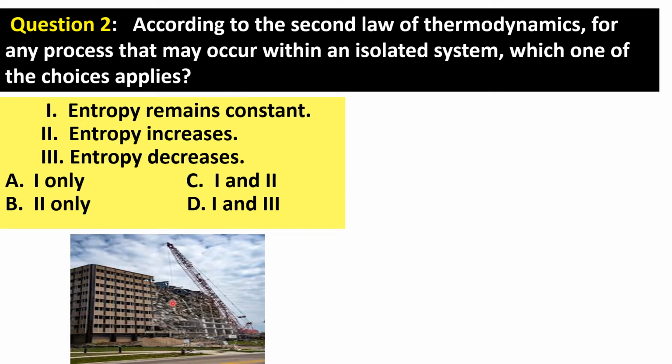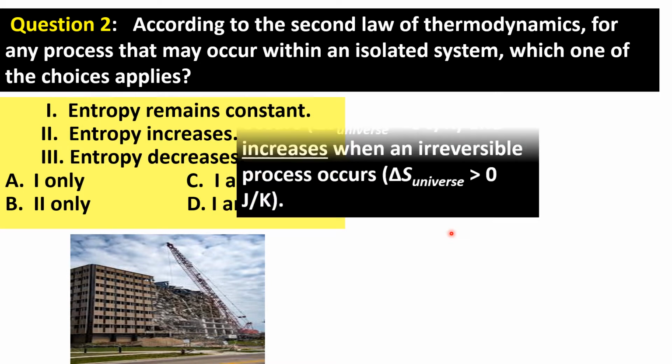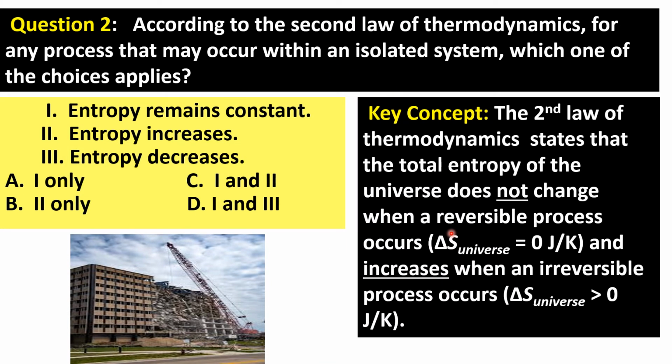So here's a picture that shows an example of a process. Demolishing a building like the one shown illustrates an example of a process or an event happening. So what is the correct answer? A, B, C, or D? The answer is, let's first consider the concept being applied here.